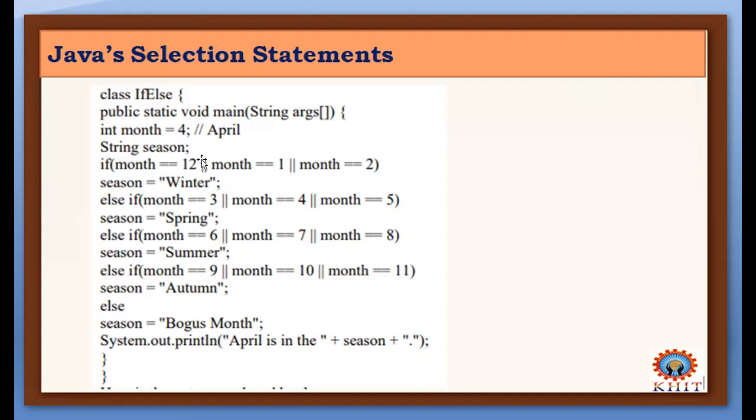Else, if we are not giving any one of these values, there is no point of calling it as a month. Okay, months will be from 1 to 12. So if you give any value other than 1 to 12, it is not a month at all, right? So season is bogus month. Okay, we are not giving the proper month.